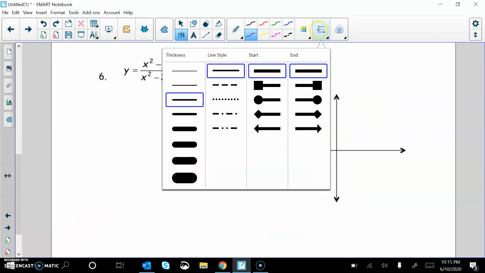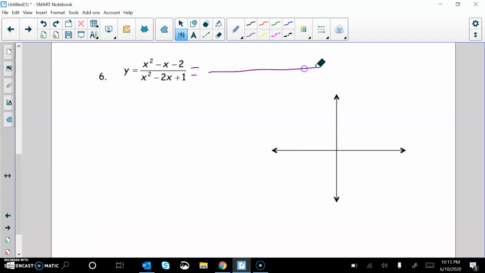All right, number 6. Back to this guy. Let's see if anything cancels, giving us holes in the graph. All right, positive times a negative will give us a negative. What times what is negative 2 that adds up to negative 1? So negative 2 plus 1. On the bottom, x times x for x squared. What times what gives me a positive 1? So either both positive or both negative. They're going to both be negative so that they add up to negative 2x in the middle.